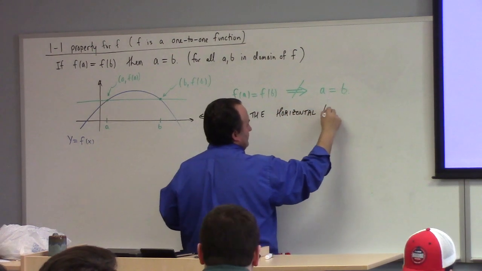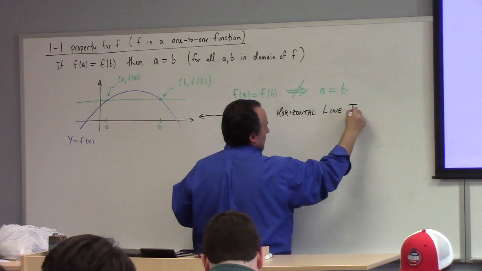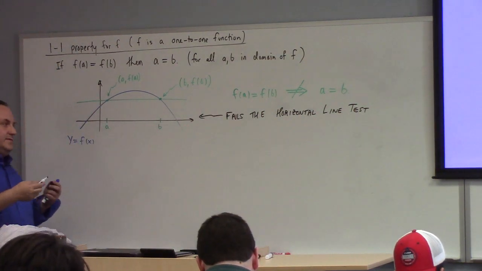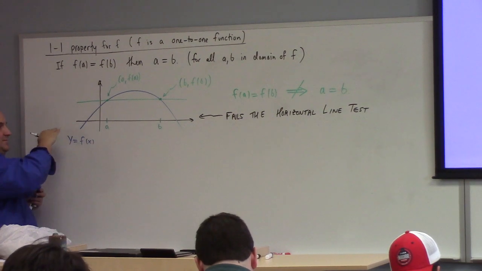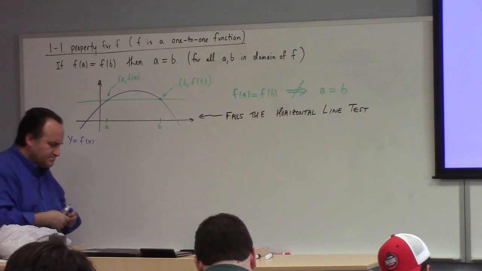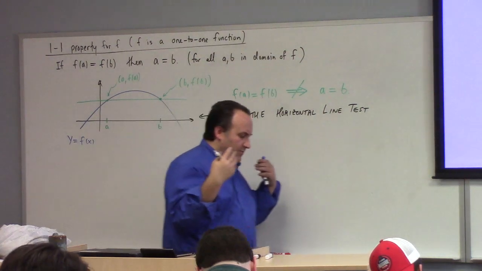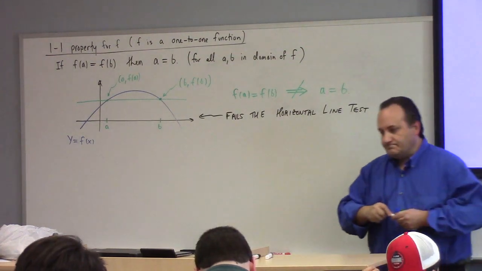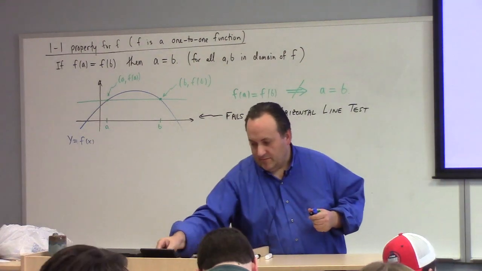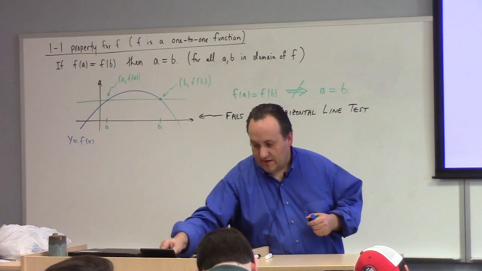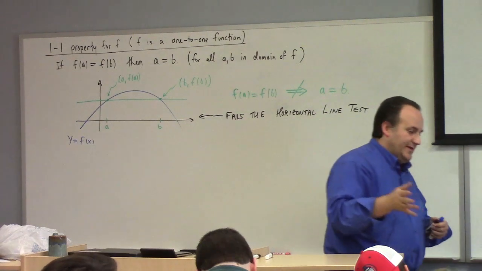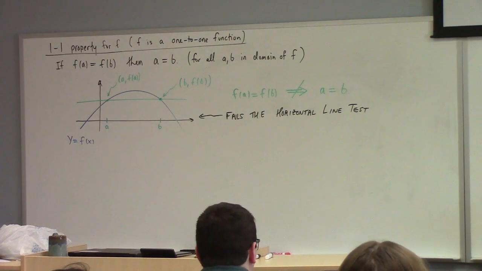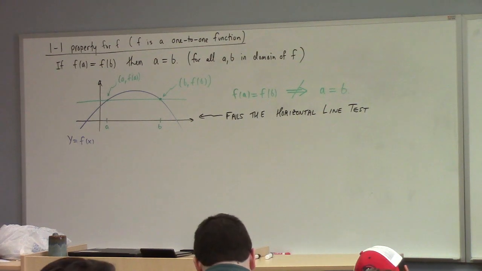So the horizontal line test is simply this. A function passes the horizontal line test if there is no horizontal line which intersects the function in more than one point. It's okay for the horizontal line to not intersect the function anywhere, that's fine. But what we can't have is a horizontal line which intersects the graph of the function at multiple points. If you have that, it's not a one-to-one function.